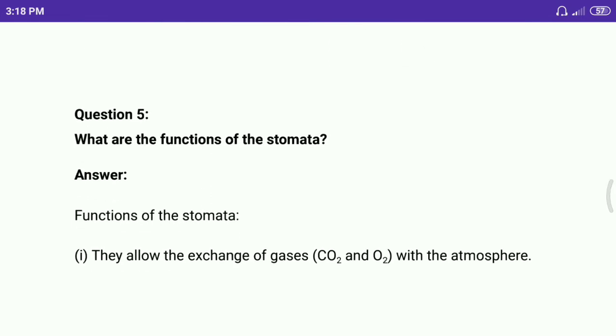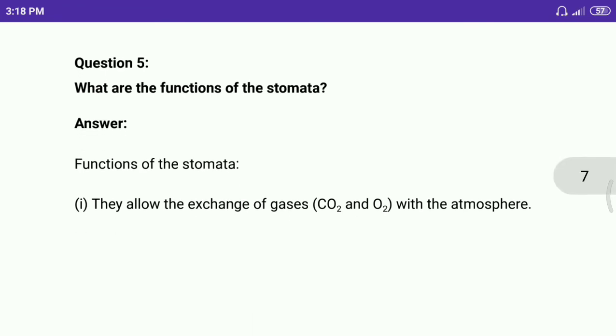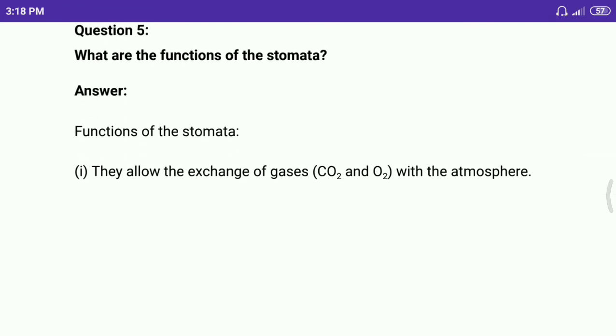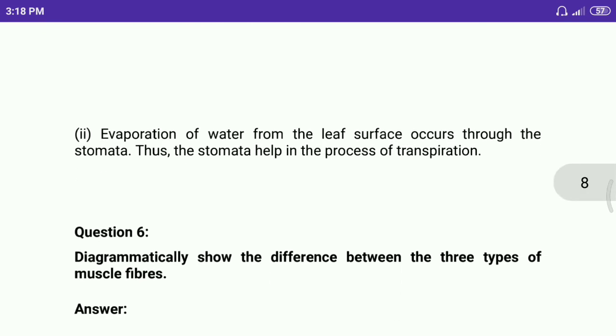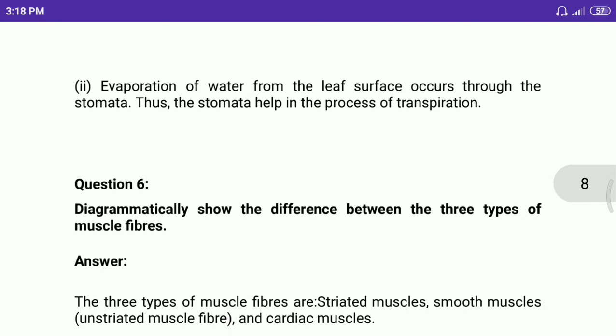What are the functions of stomata? Answer. The functions of stomata: they allow the exchange of gases, CO2 and O2, with the atmosphere. Second, evaporation of water from the leaf surface occurs through the stomata. Thus, the stomata help in the process of transpiration.